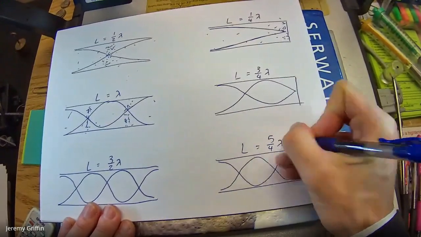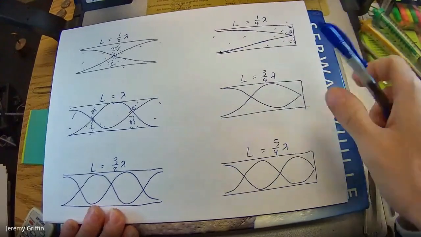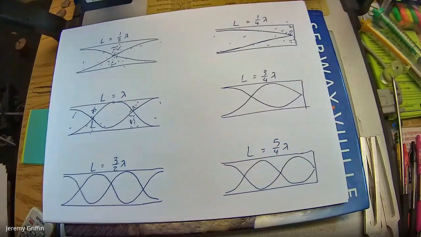Okay. So, ooh, I see a pattern set up. 1/4, 3/4, 5 quarters. Hey, is it increasing by half a wavelength at a time?